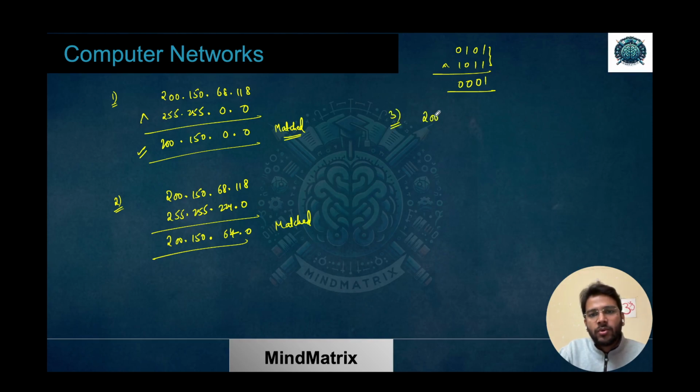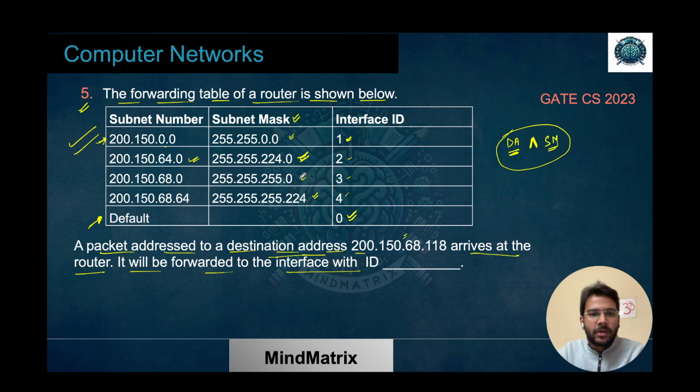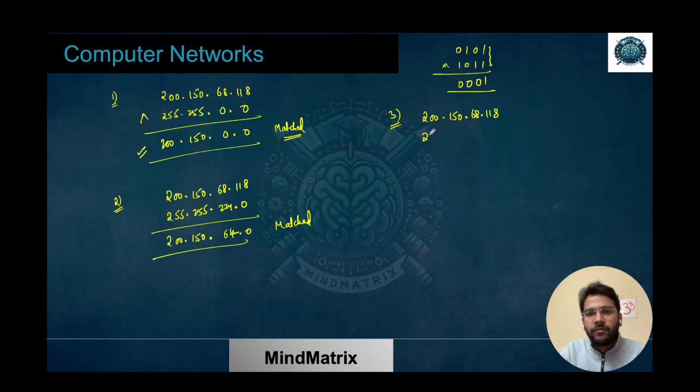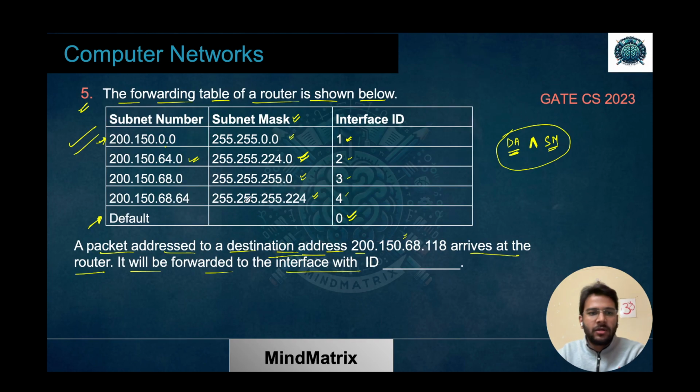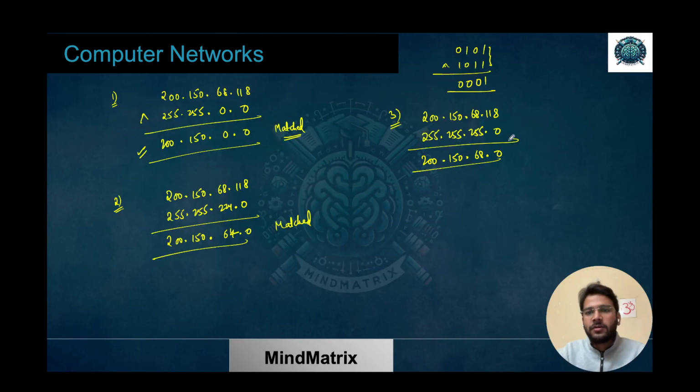So here it is 200.150.68.118, and the third subnet mask is 3 times 255 and 0. This is simple. So here you will be getting 200.150.68.0. Is it matching? Yes, it is also matching. So we can say it is matched. What about the fourth one? Let's do it.